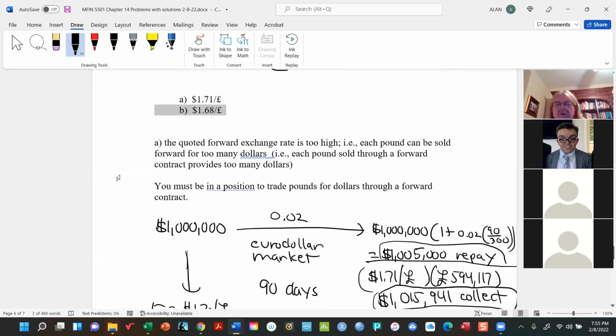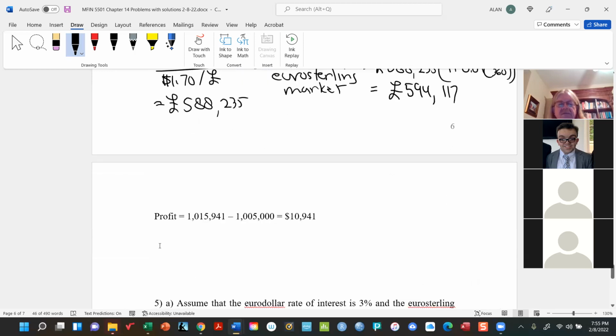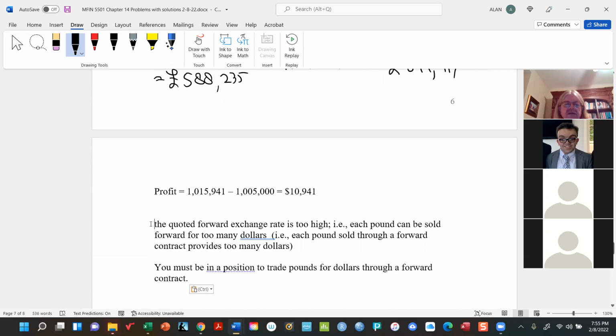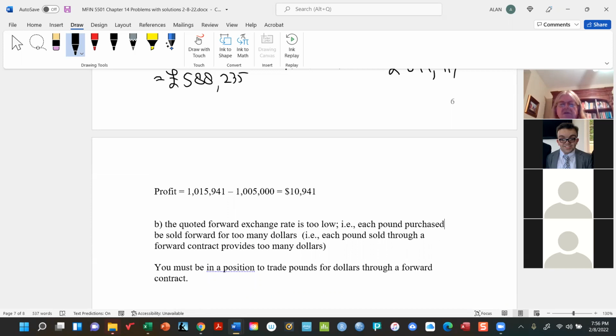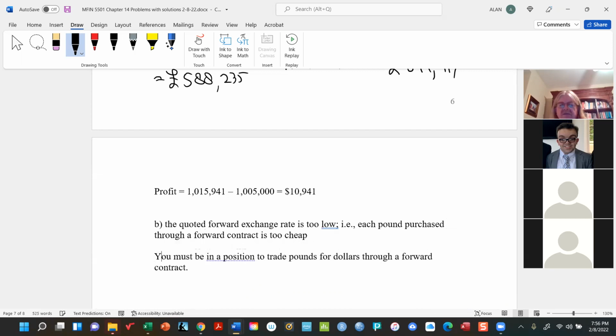So we were going to go in the opposite direction, but we're not even just going to do that. We're actually going to start with pounds instead of dollars. Hold on one second. Let me just bring this down here. For B, the quoted forward exchange rate is too low. Each pound purchased through a forward contract is too cheap. You must be in a position to trade dollars for pounds then.